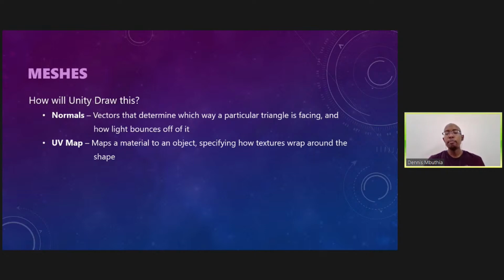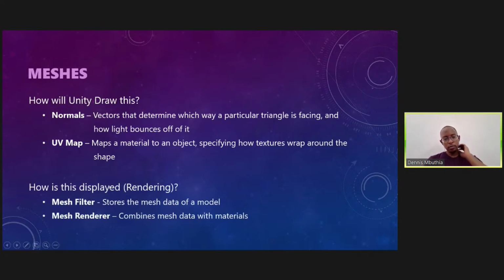So the box that we had, now when I was trying to put the color onto it, that's what the UV map is about. It says that this box needs this material right on top of it. So how is it going to end up looking? That's what it contains. Then how is this displayed? Displaying onto the screen is what is known as rendering.